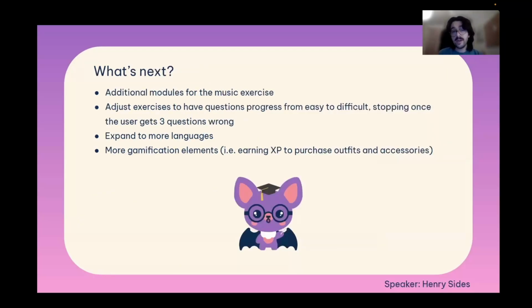So if given more time, we would add additional modules for the music exercise. We only had time to add 1. We would change the exercises or add new ones to allow for progressing difficulty or dynamic difficulty. Let's say one user is going through an exercise for words, they're doing well, maybe the difficulty gets harder. If they're doing poorly, the difficulty gets easier.